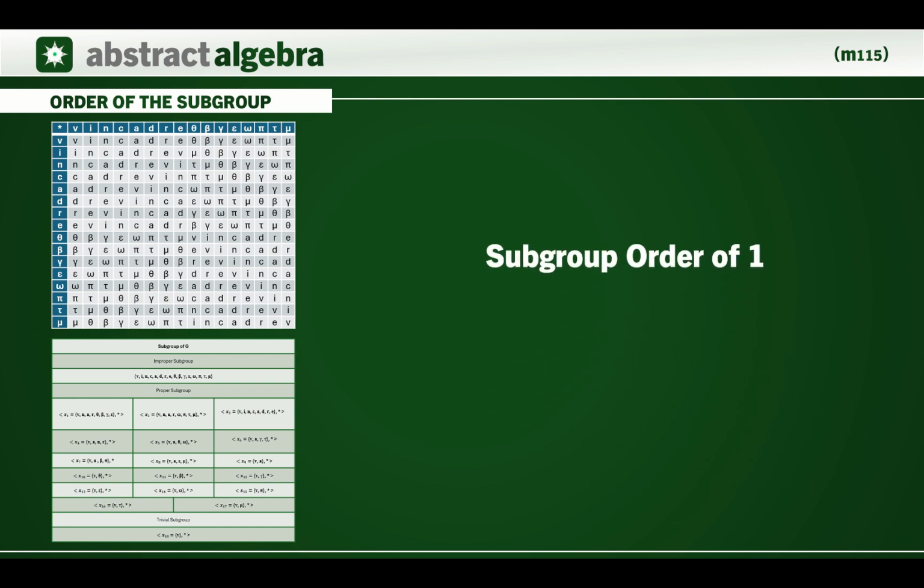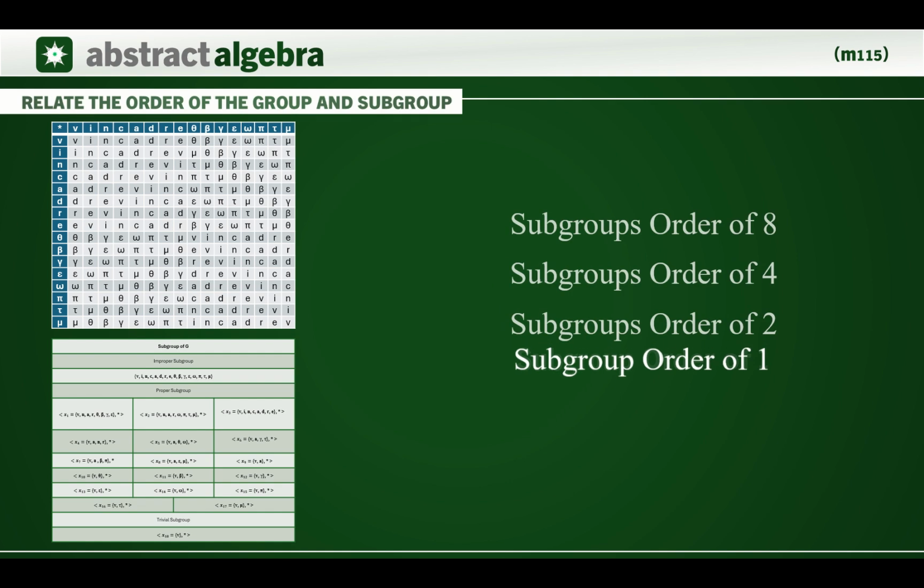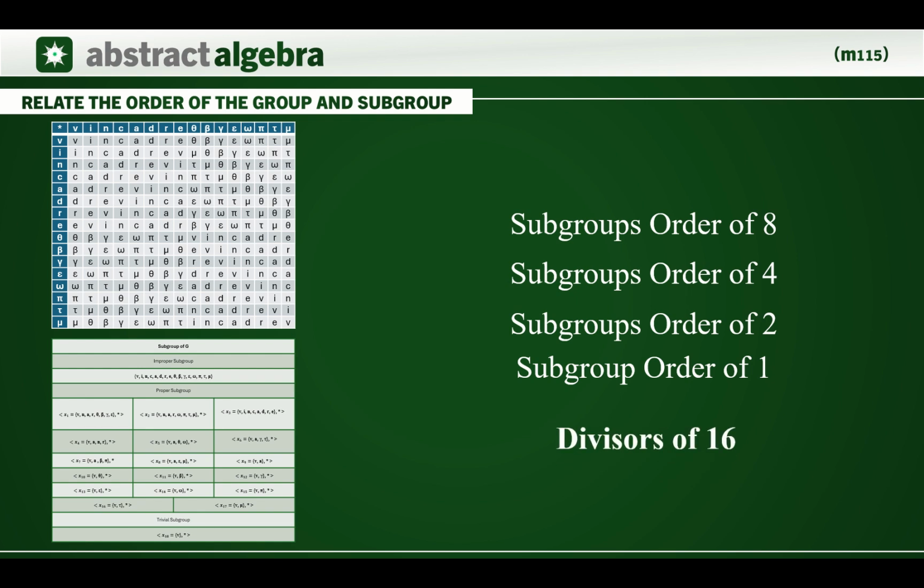Next, we have the subgroup of order 1, which is the set of V under the binary operation star. This is the trivial subgroup, which means that it only contains our identity element. Those are the orders of the subgroups. We have subgroups of order 8, order 4, order 2, and order 1. And as you can observe, 8, 4, 2, and 1 are the divisors of 16.